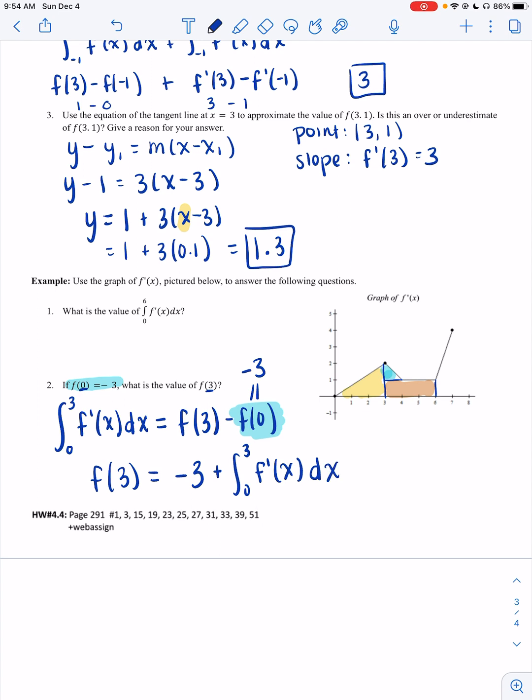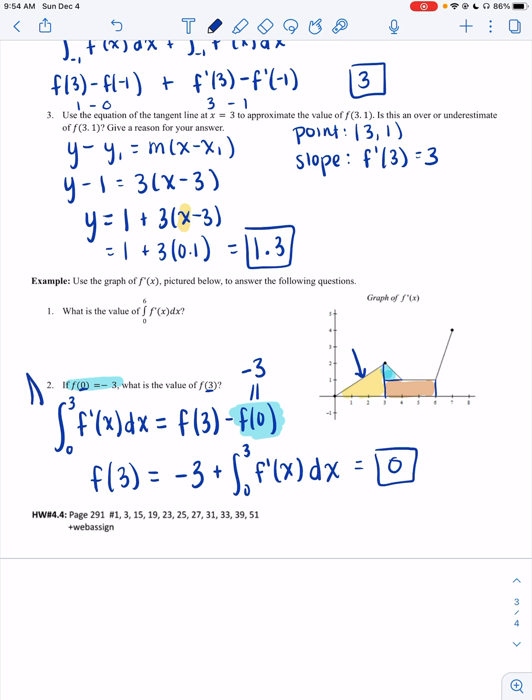Great. And now you might be like, well, how do I evaluate the integral? Well, remember, you have your graph right here. From 0 to 3 is going to be that yellow shaded region. It's the area under the curve right there. So what have we got? We have a triangle with a base of 3 and a height of 2. 3 times 2 is 6, half of that is 3. So I believe this is 0, because we're getting -3 plus 3. Great. 0. That's how you do that type of question.